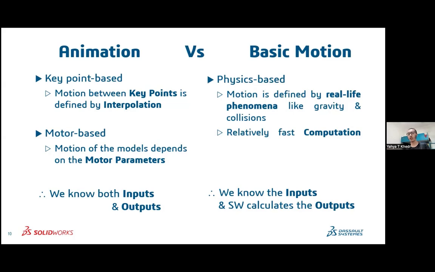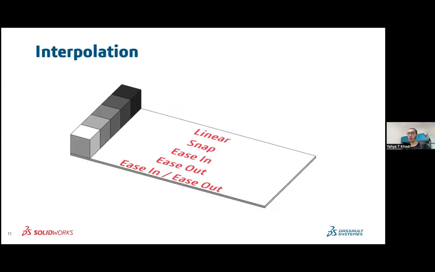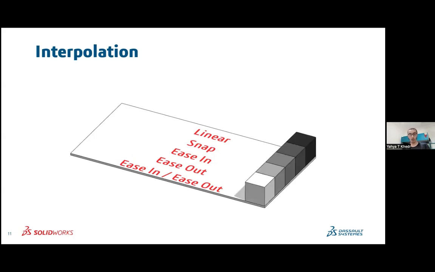Now let's talk about animation in a bit more depth. But before that, let's talk about key points, because as I said, key points are the main basis of animations. So let's say, for example, we've got two states. The first state is all of these cubes set on one side of this runway, and the other key point is all of them at the end. Okay, so this is the first key point. This is the second key point.